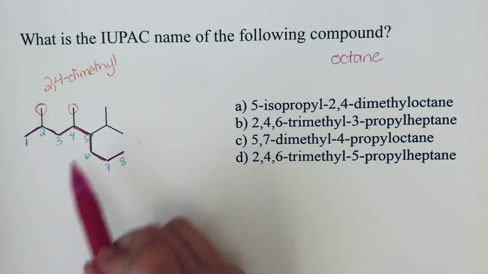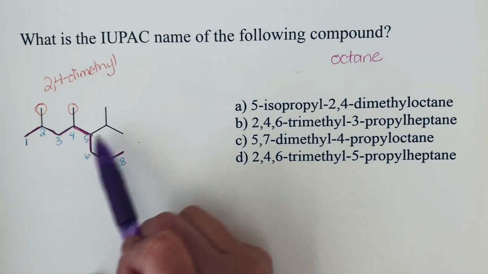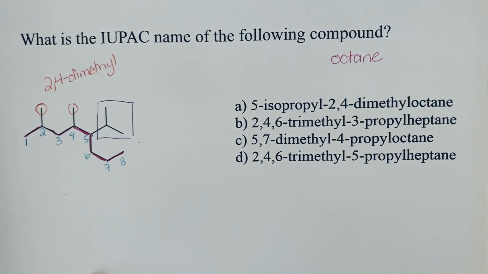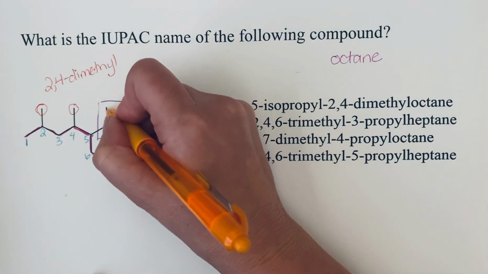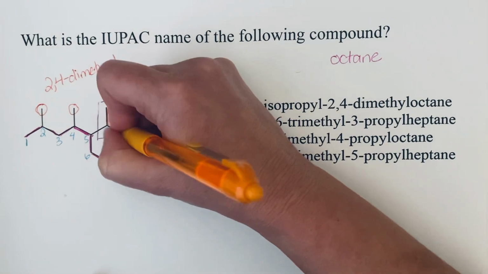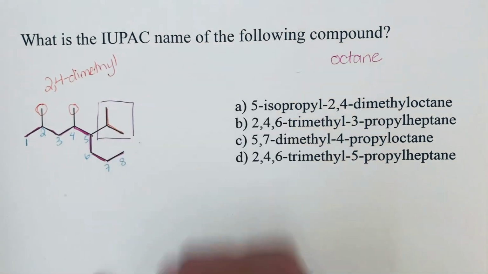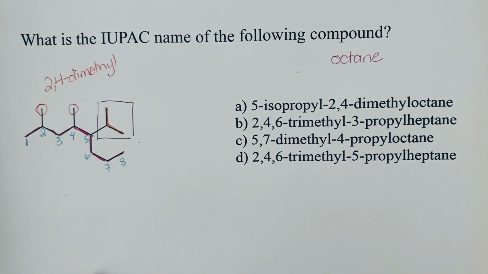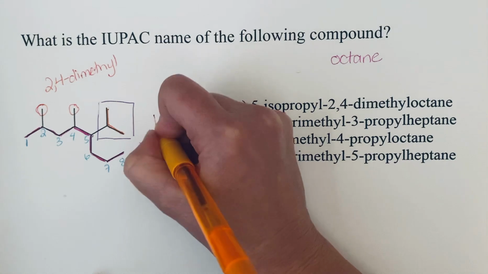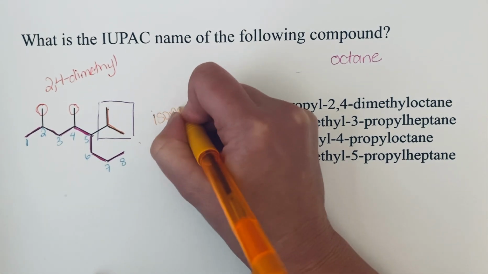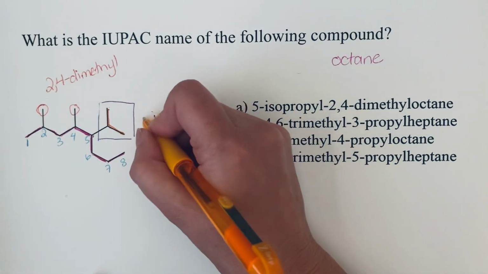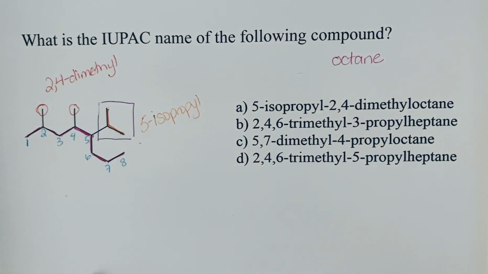And the next group we have is this substituent here at carbon 5, which is a little bit more complex because it is a branch substituent. And so what we hopefully recognize is this characteristic fishtail shape that we associate with iso. And there are 1, 2, 3 carbon atoms here. So this is an isopropyl group. And it's located at carbon 5. So that would be 5 isopropyl.